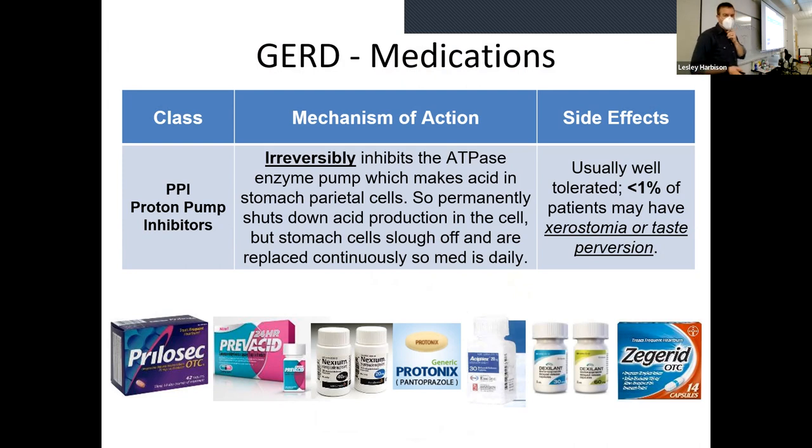The proton pump inhibitors work by irreversibly shutting down that acid pump in the stomach lining. In that video we watched, those are the little green-looking things that were making the acid. The proton pump inhibitor binds to that pump and grabs on and doesn't let go, which is not very common in the drug world.